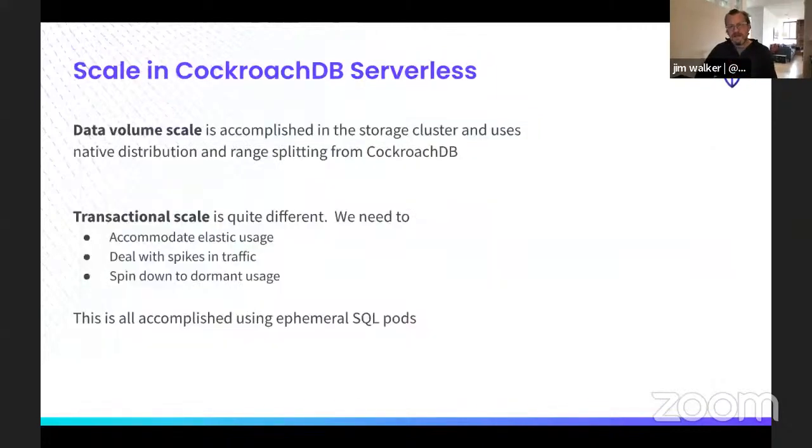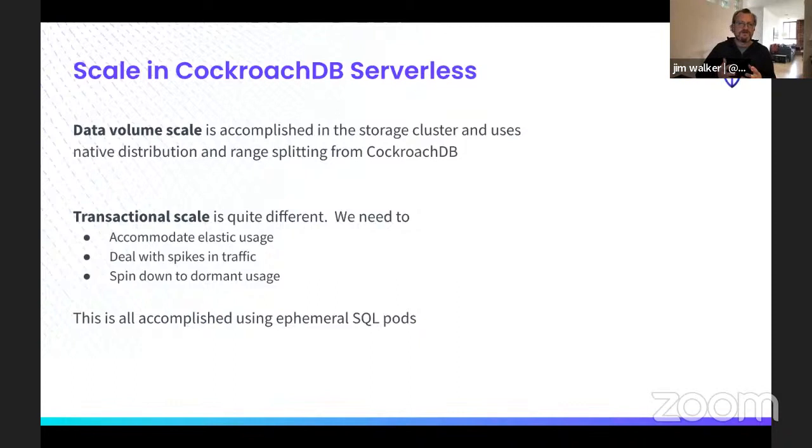So scale in CockroachDB Serverless is really accomplished at 2 layers, right? Number one, the storage cluster just uses this native distribution, the range splitting, right? As things grow, we just start to split ranges. It gets bigger and bigger. There's a deep dive into how CockroachDB works, and I can show you how that works in a wholly other video. But we can get data volume pretty easily.